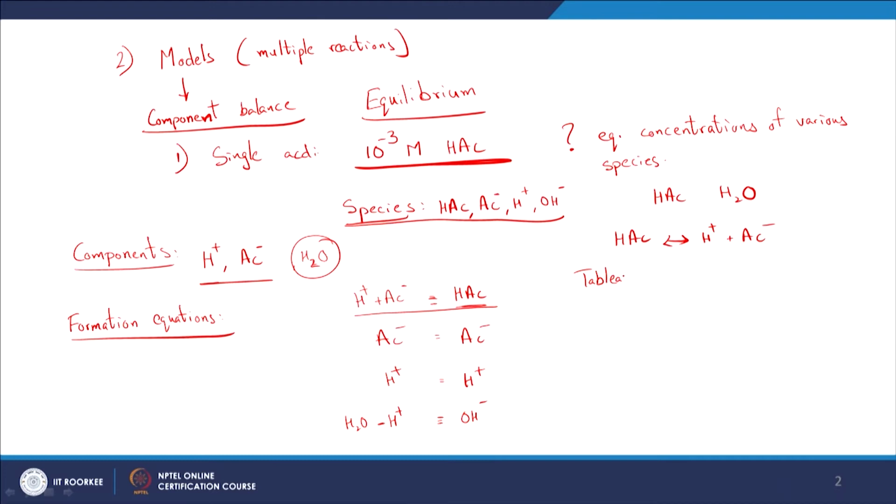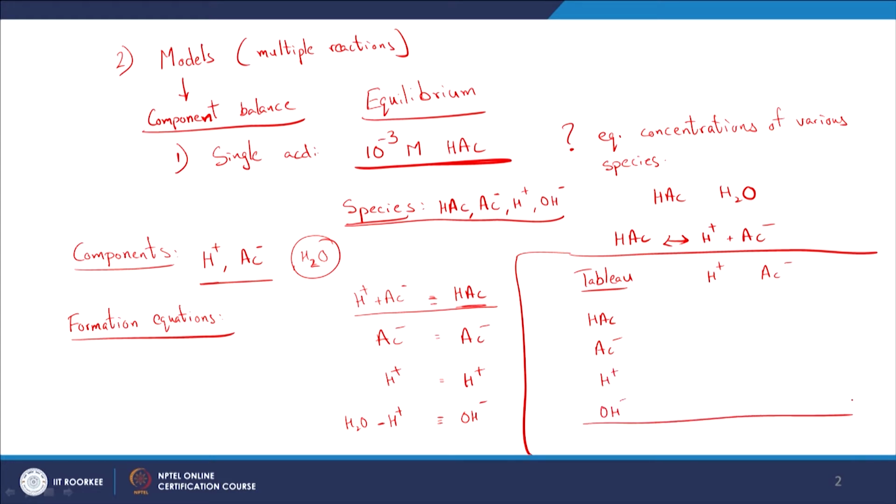So, what is the tableau about? This is where the crux of the matter lies. We have the components listed here, H plus and AC minus, and this here is the tableau, and here we are going to have our species, and what are they? They are HAC, AC minus, H plus and OH minus, right? And now from your formation equations, you are going to populate the relevant constants here.